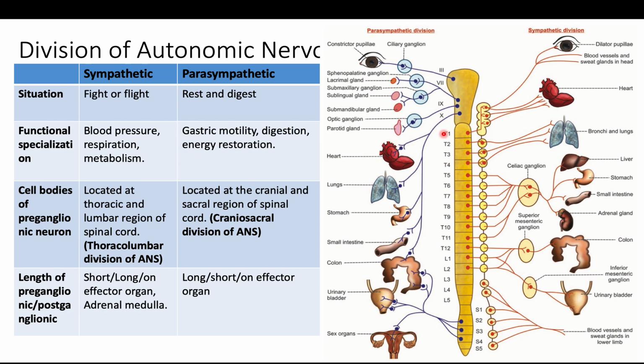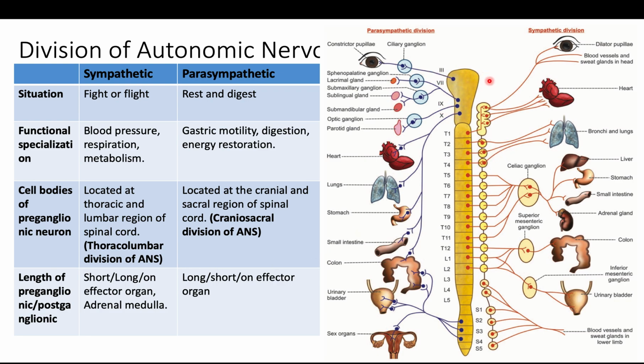Meanwhile, for the parasympathetic, the cell body of the preganglionic neuron basically originates from the cranial regions as well as the sacral regions. That's why we call it the craniosacral division. Okay. So now let's move on to the length of the preganglionic and postganglionic neuron. It's also quite different.